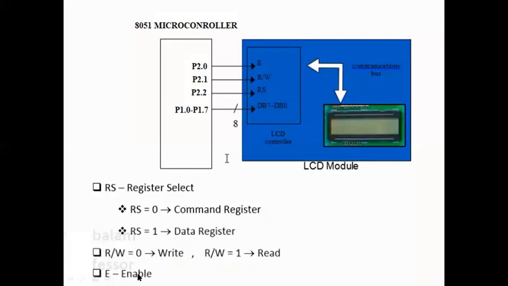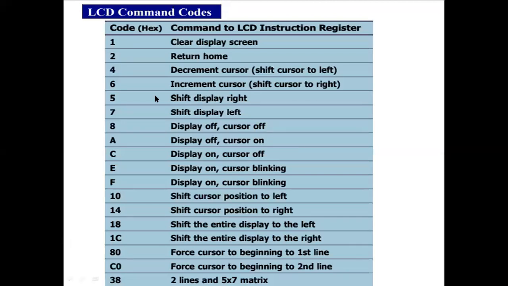Enable pin means after writing or reading any data or command, you should latch the LCD. That means you should give one clock pulse to the LCD. So this is the diagram you are connecting with the LCD, interfacing with the LCD. These are the commands. These are the hex codes, and these are the LCD commands. Mostly 38 is nothing but you are using two lines, 5 cross 7. So 16 cross 2 matrix LCD.